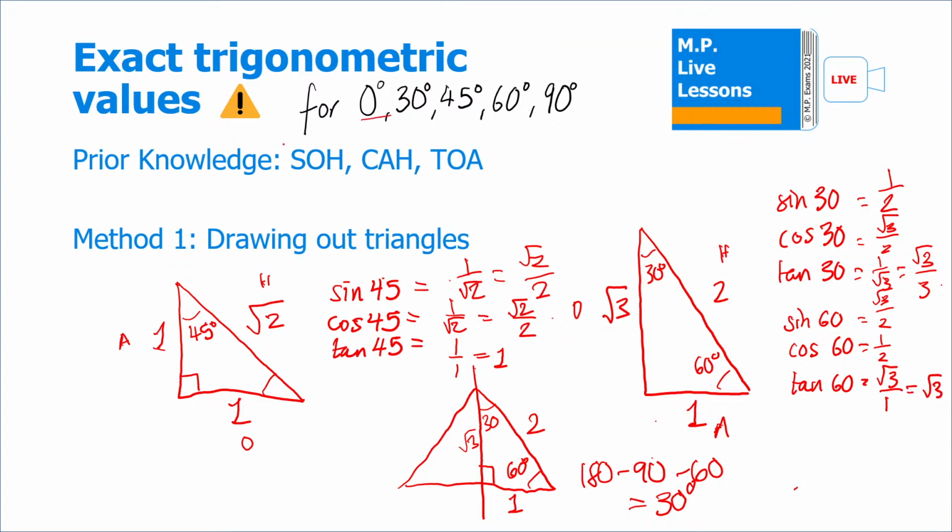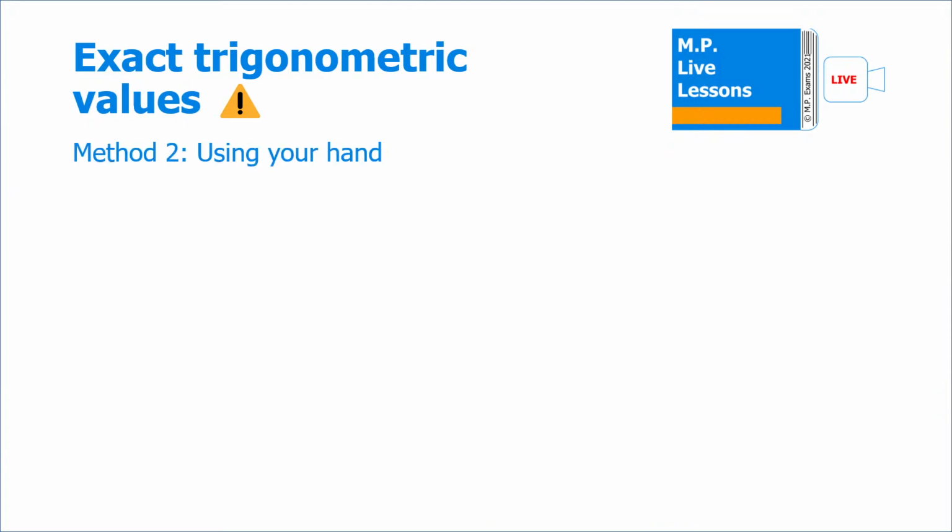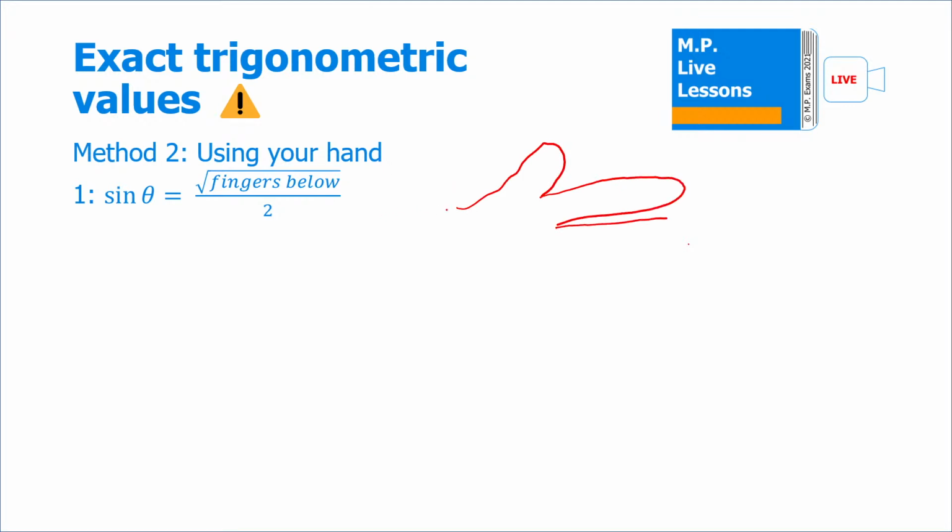But this doesn't solve the issues for 0 and 90 degrees. This could be helped really if you know the graphs of each. The other method is using your hand, and you'll have to apply a few rules. So if I draw out your hand, so you have your thumb, finger first, second, third, and the last one there.